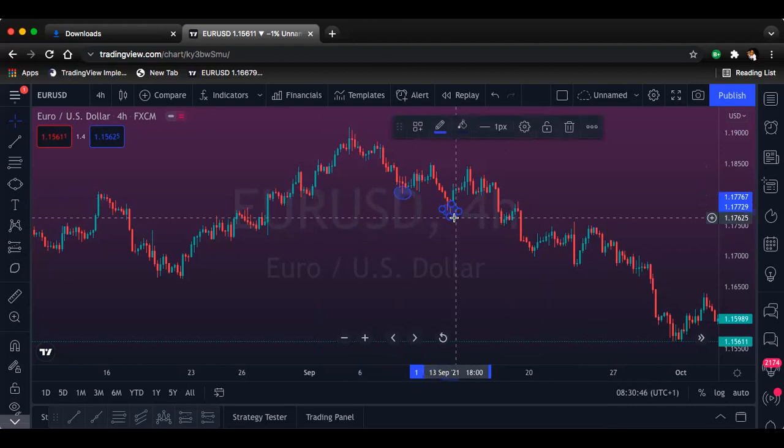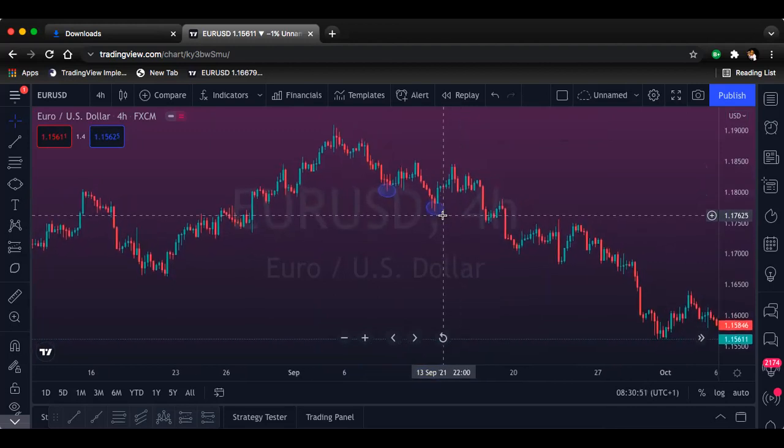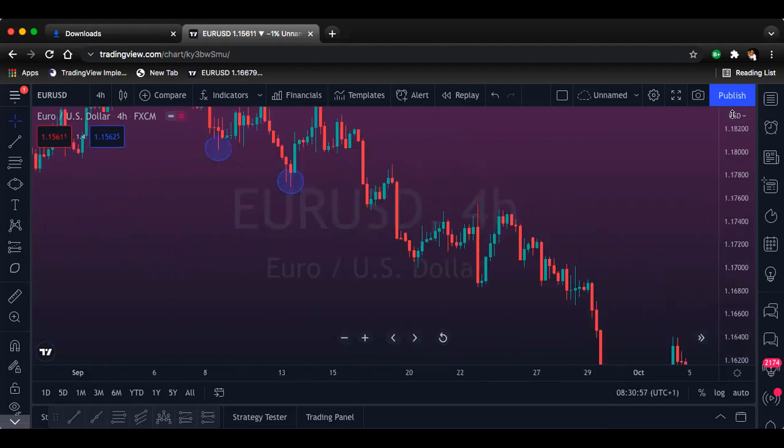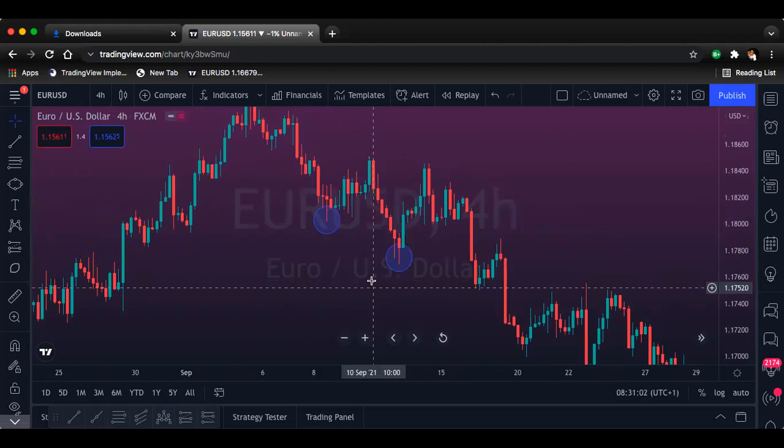Please, can you make your swing points a little bit bolder? My swing points? Yes, a little bit bold. Okay. How about now? Yeah, good. Okay. Thank you.